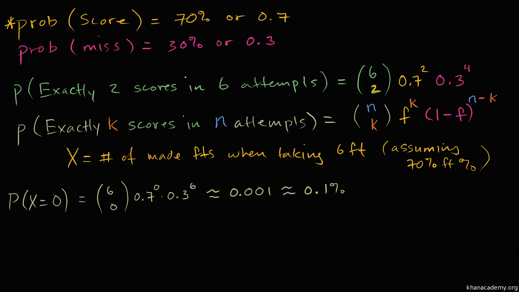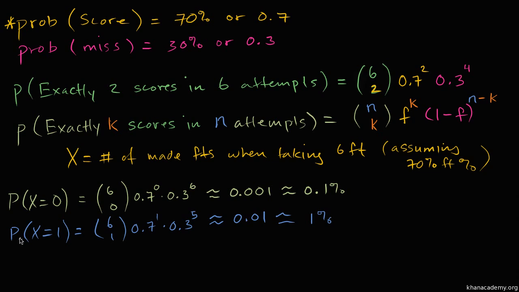Now let's keep going. This is fun. What is the probability that our random variable is equal to 1? Well, this is going to be 6 choose 1 times 0.7 to the first power times 0.3 to the 6 minus first power, so it's the 5th power. I calculated this, and this is approximately 0.01, or we could say 1%. So still a fairly low probability, roughly 10 times more likely than this, but still fairly low.